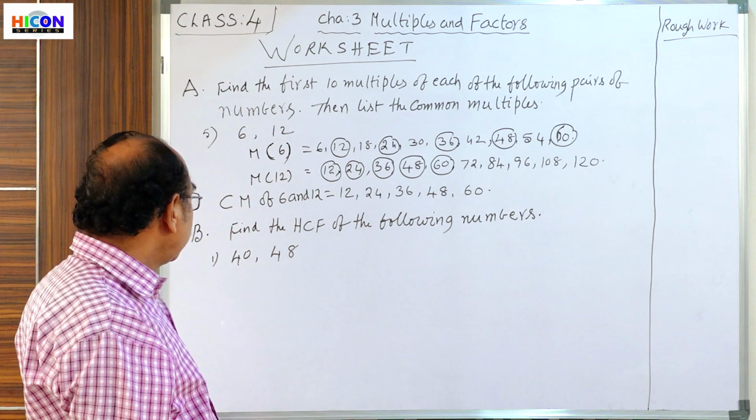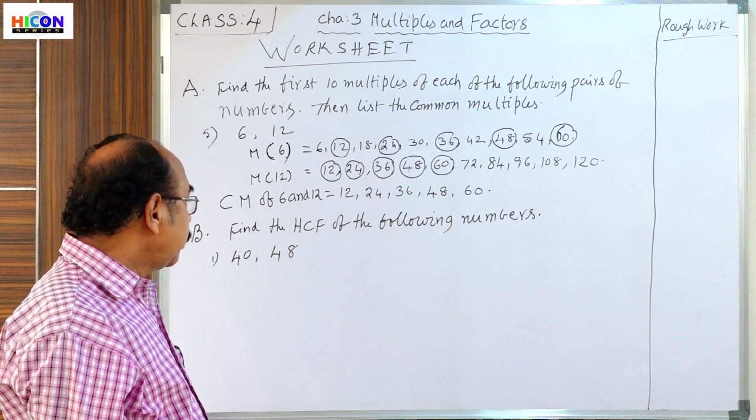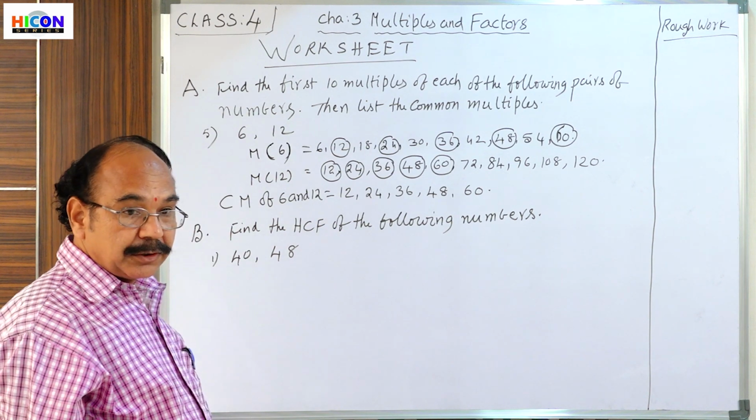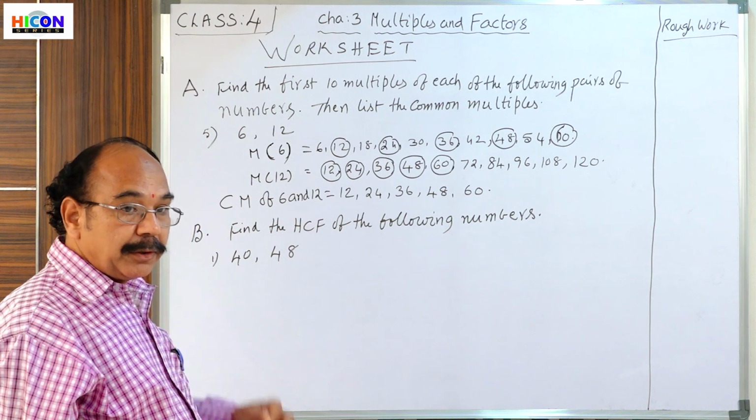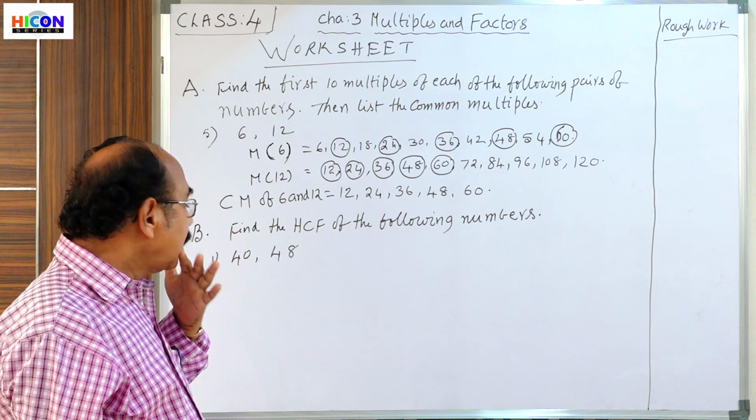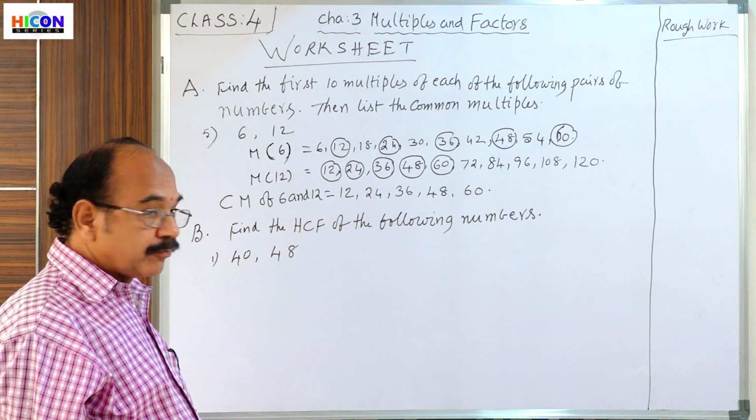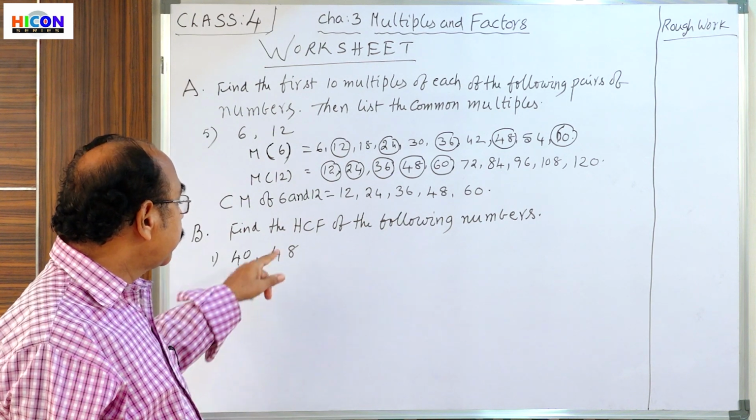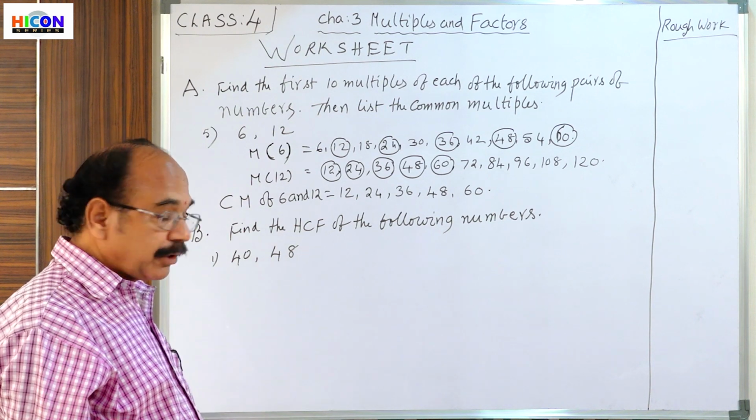Okay, children. Next we come to Section B. In Section B, find the HCF of the following numbers. Highest common factor. Highest common factor. So, you write the factors of 40 first. Find the HCF, in the first question you take 40 and 48.